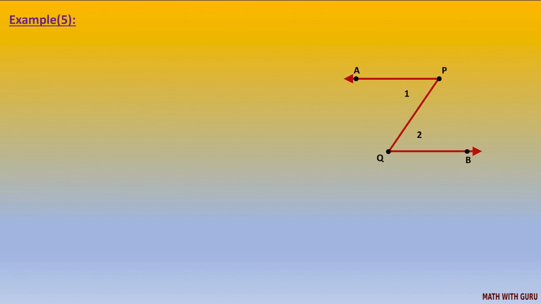Let us move on to the next example. Example 5. Here is a figure. In the given figure, are angle 1 and angle 2 adjacent angles? Let us check. This is angle 1, this is angle 2. We have to check whether these two angles are adjacent angles or not.